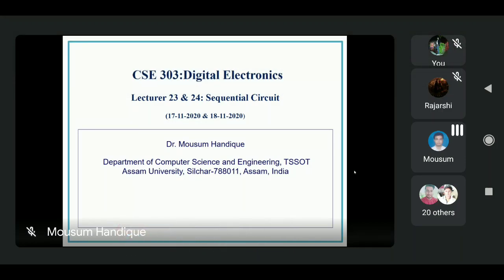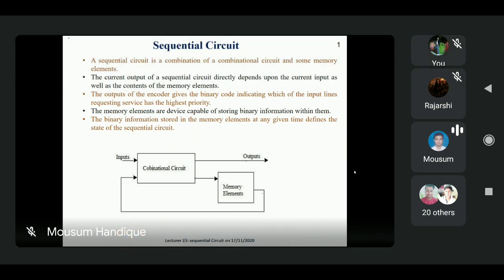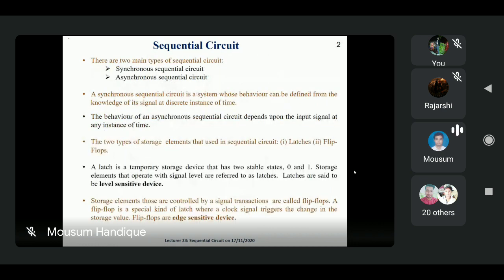So yesterday we were discussing the sequential circuit. Those who have not joined or did not attend the class will miss out, because repeating the class is time wasting. You can go through this particular slide, and whoever was present in the last class, you can discuss with them.